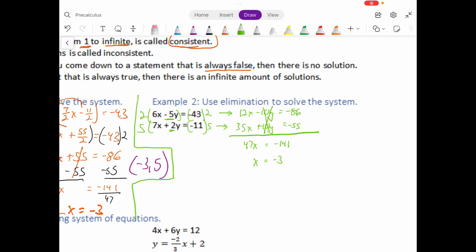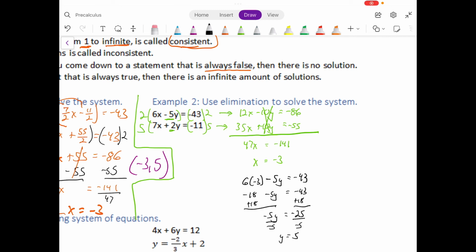Putting negative 3 back into one of our equations, let's just plug in the top one. 6 times negative 3 minus 5y equals negative 43. Just solving here. We will add 18 to both sides. Pretty basic stuff here. So this is going to be negative 25, and divide both sides by negative 5. And we get y equals 5.